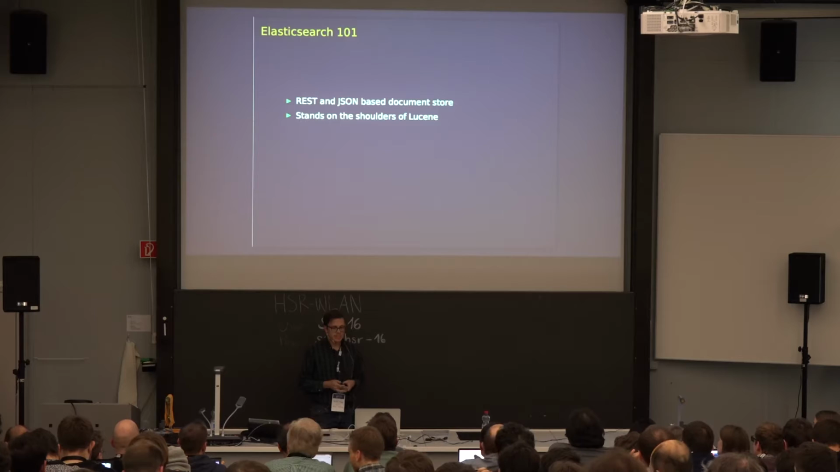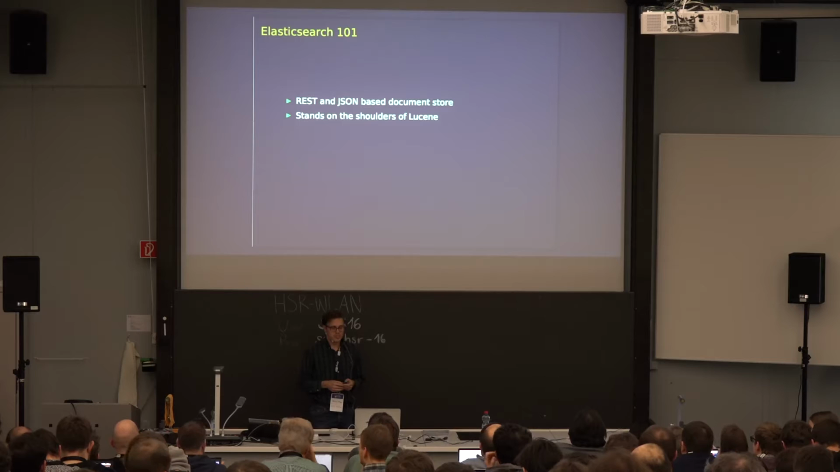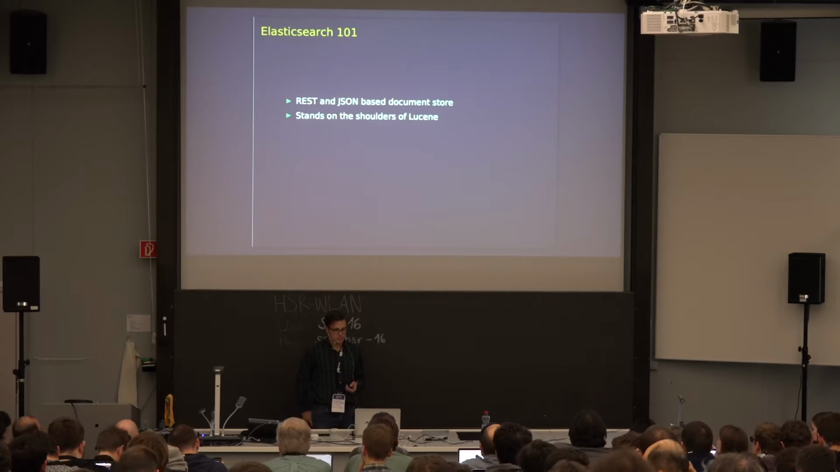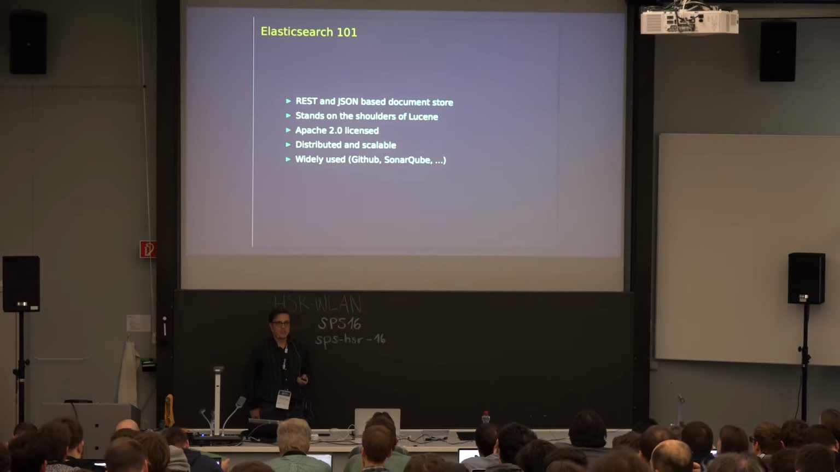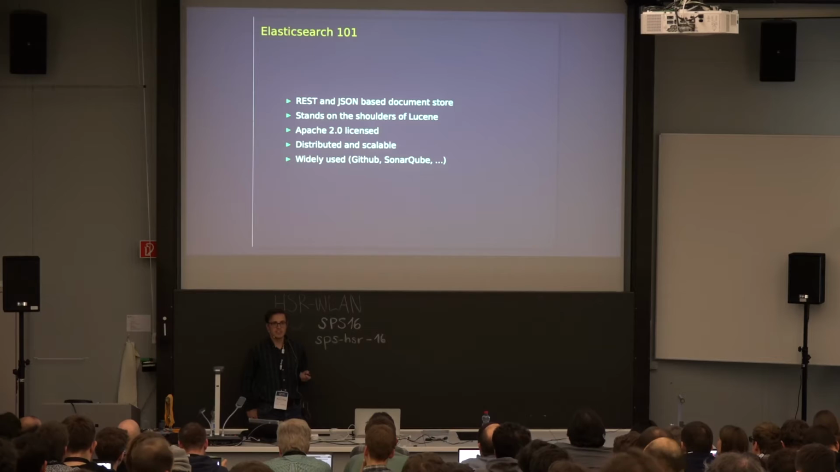It has indexes for all sorts of problems, field types. You can stem your data. You can basically do anything with your data to make it efficient to be searched. It's Apache 2 licensed, and it's also widely used by the big players in the market. For instance, GitHub uses Elasticsearch for their nice code search interface, SonarQube as well.